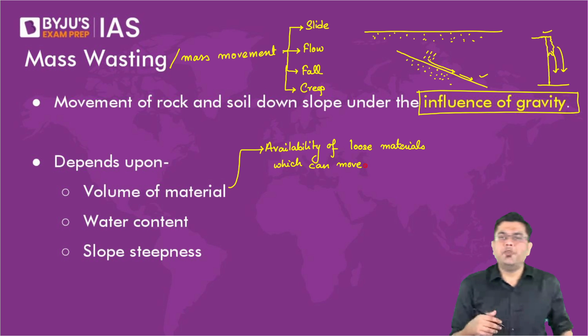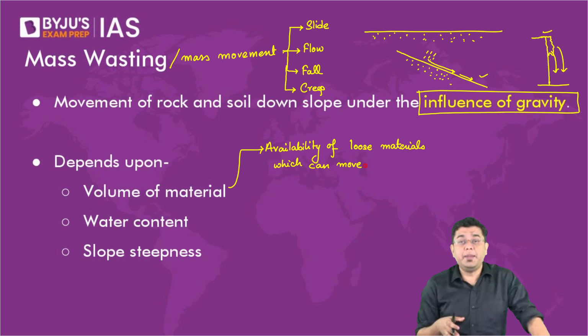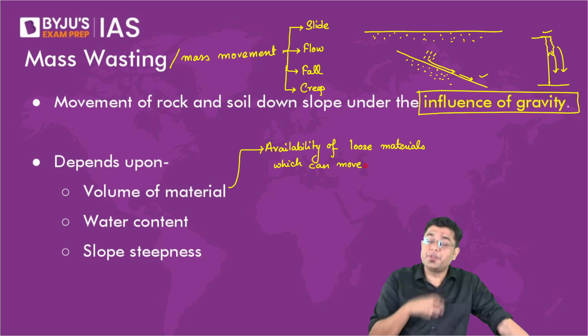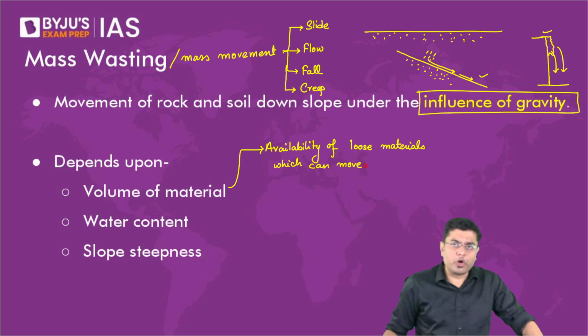Then you have the water content. Now, if there is a greater amount of water available, and what water content are we talking about? This water is made available by the flow of the rivers and the streams down the slopes, and also by the availability of rainfall. So both of them will contribute to the water content here.